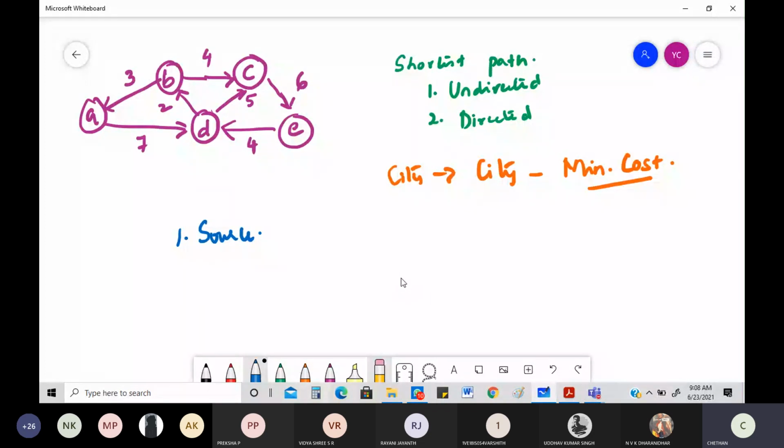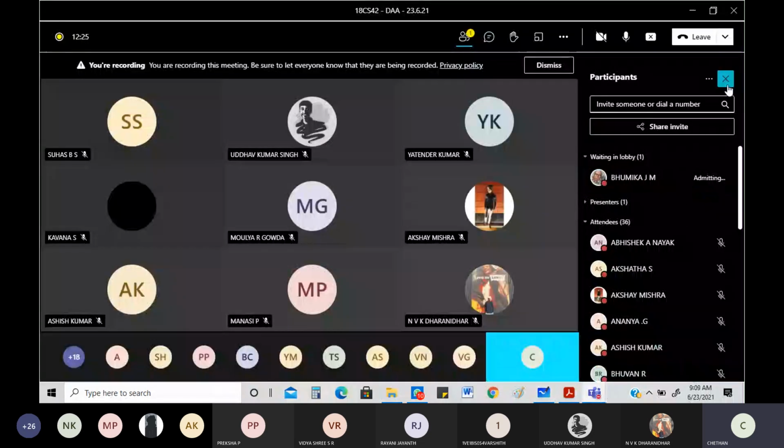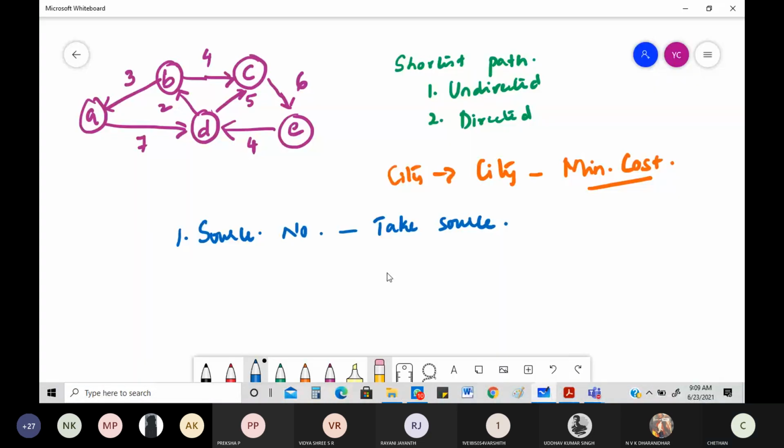A few things to be kept in mind. Have they mentioned the source? No. If they have not mentioned the source, what is my step? Take any point as your source. So can I take anything? Yes, you can take anything. But generally we'll take the one that we like, which is towards the left hand side. What is there on the left hand side? The A. We take from there.